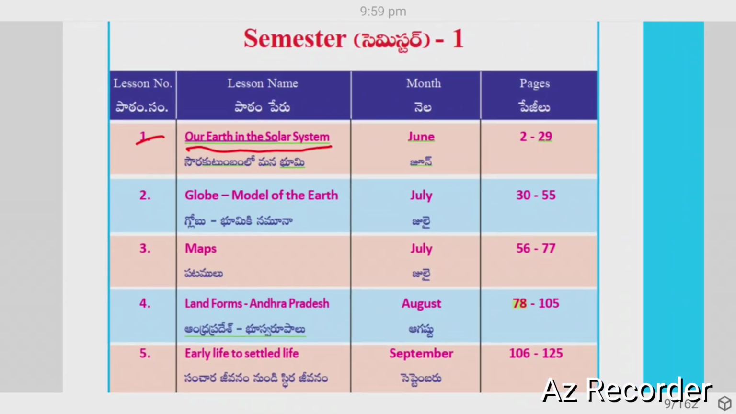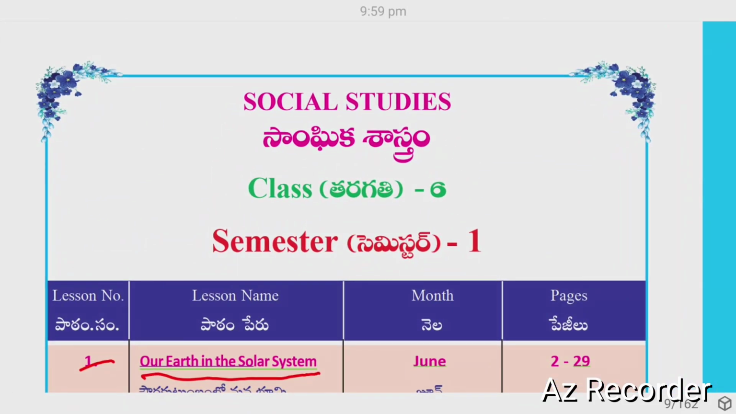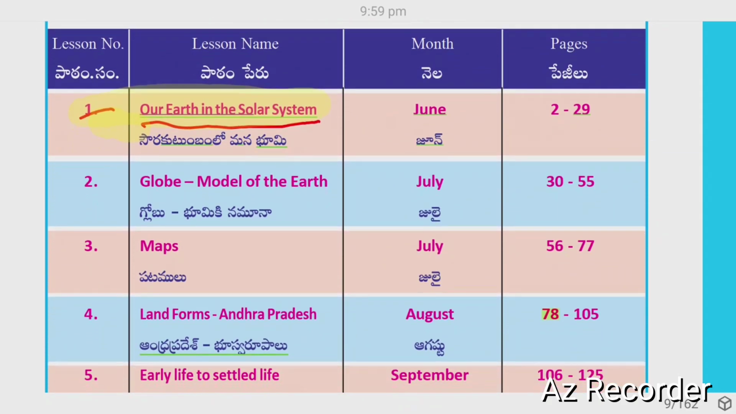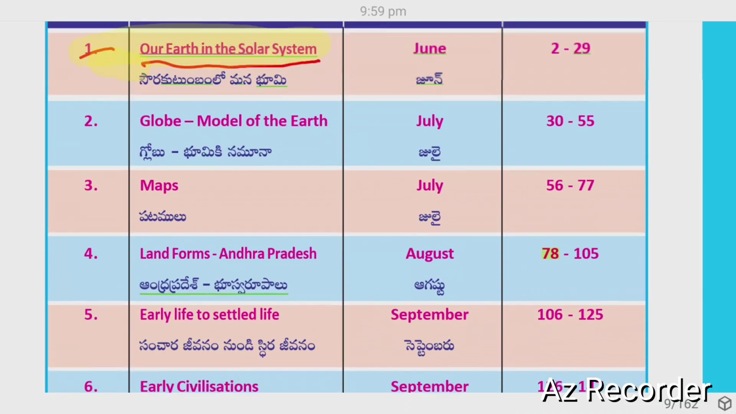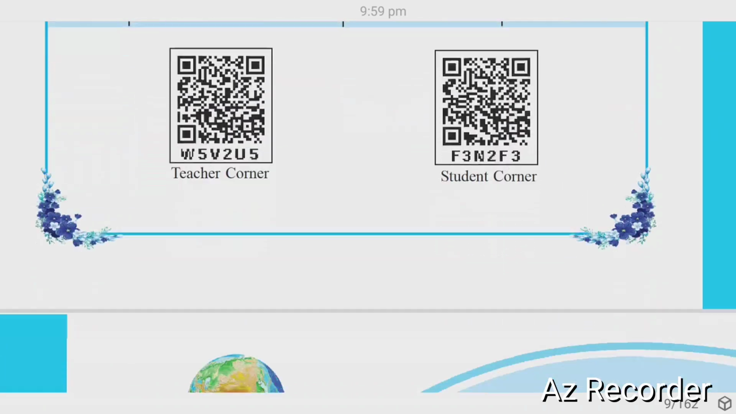This is the first lesson here from class 6. The first lesson from class 6 is Our Earth in the Solar System. Here we have 6 lessons in this book. Today we are going to start the first lesson, Our Earth in the Solar System.